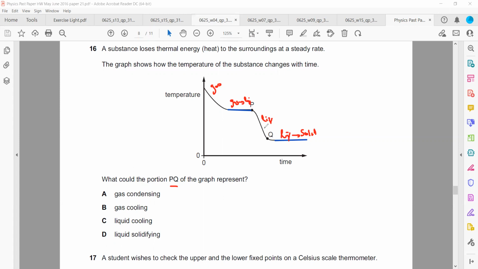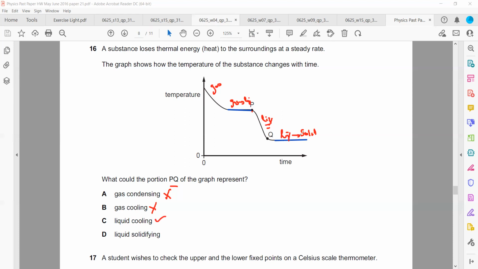A gas condensing is not from P to Q. A gas cooling is this region. This is a position where gas is cooling. Liquid cooling, that is true because in this state from P to Q there is a liquid and the temperature of the liquid is decreasing, or we can say the liquid cools down.